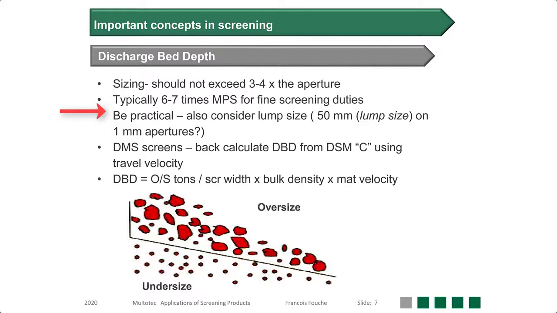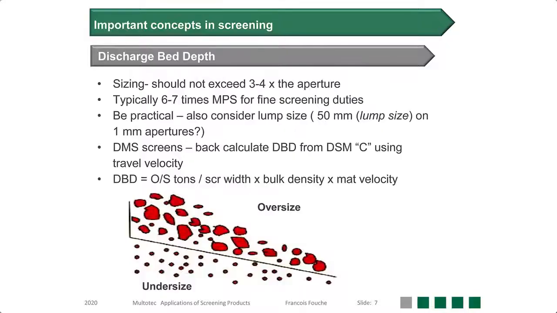We also need to be practical. Consider operating a coal plant and the run-of-mine feed has got a lump size of 50 mm, which is quite common. Obviously, in that instance, we're not going to limit the bed to 6 or 7 times mean particle, but in this instance, the lump size becomes the discharge bed limit.